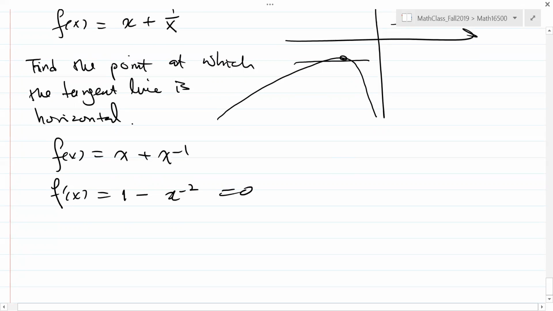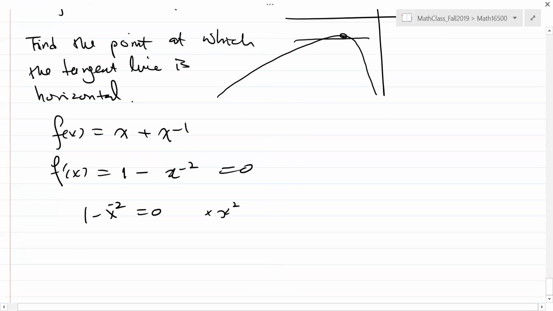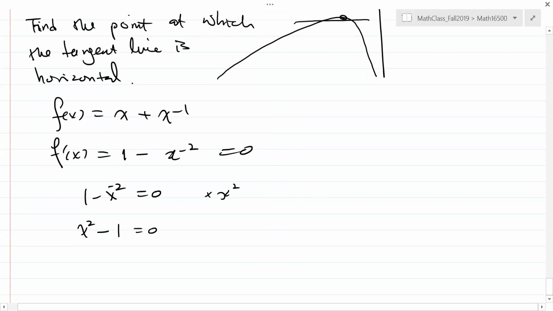Okay, so we write this equation. Now, this is the equation, right? You can do it like this: you multiply both sides by x squared. That's one way to do it. So you get x squared minus x to the negative 2 times x squared, which is 1. So you change the equation to this equation. Then x squared equals 1 implies x equals plus or minus 1. So you get two solutions.